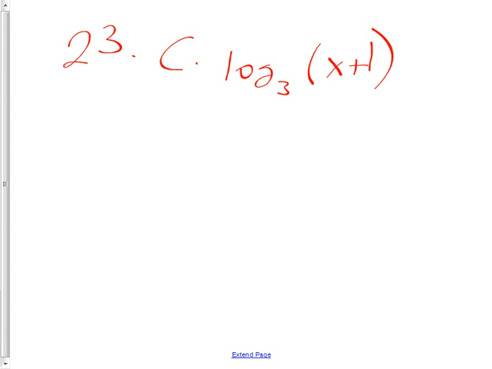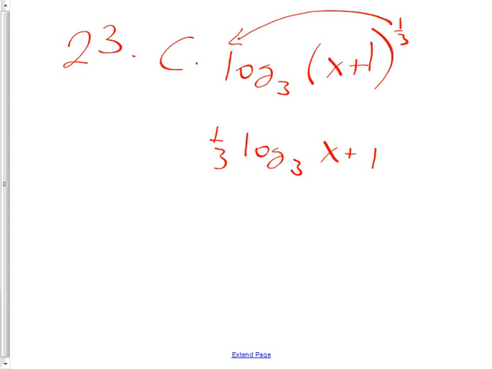Look at 23C, as in catfish. Log base 3 of the cube root of x plus 1. I'm not even going to write it that way. I'm going to write it this way: x plus 1 to the 1/3 power, because cube root means that. Then I can drop that 1/3 down into the front. The goal of these is to expand them, so I want to bring this down to the front: 1/3 log base 3 of x plus 1.